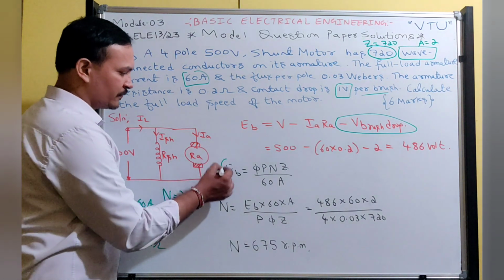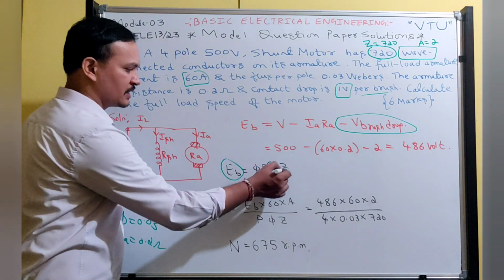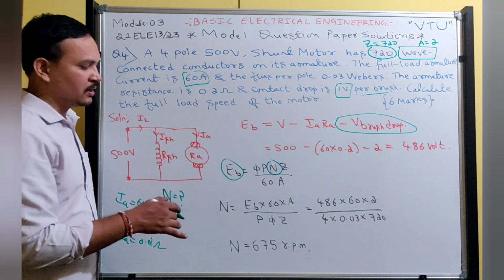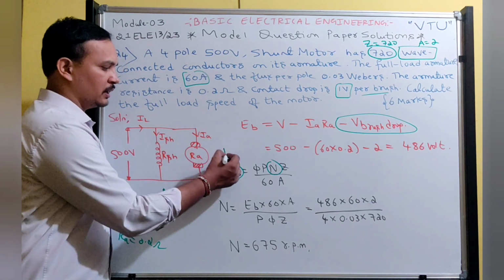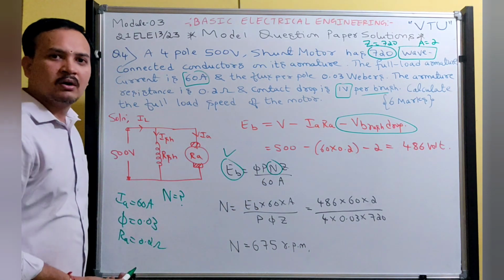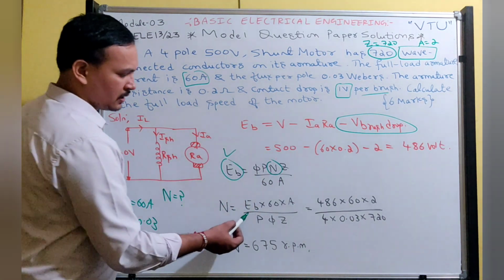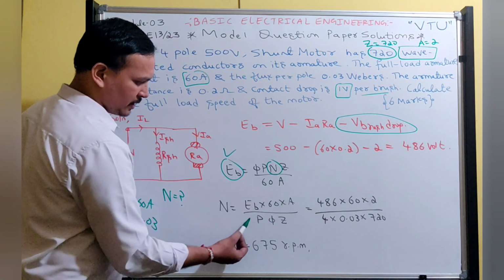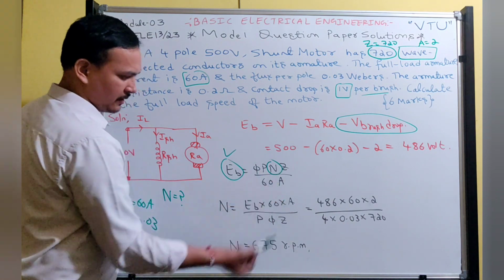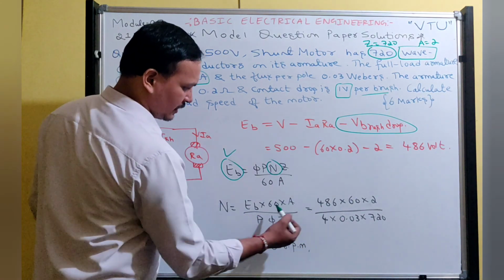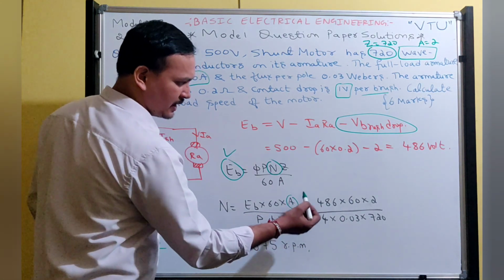So EB is now known and speed is unknown. All data is given in the question itself. So by now I got the EB value. Then I can easily find the N value. From this we can write the equation for N as EB into 60 into A divided by P phi Z. Okay. Enter all the data. Back EMF 486 and 60. What is the value of A? A is equal to 2.